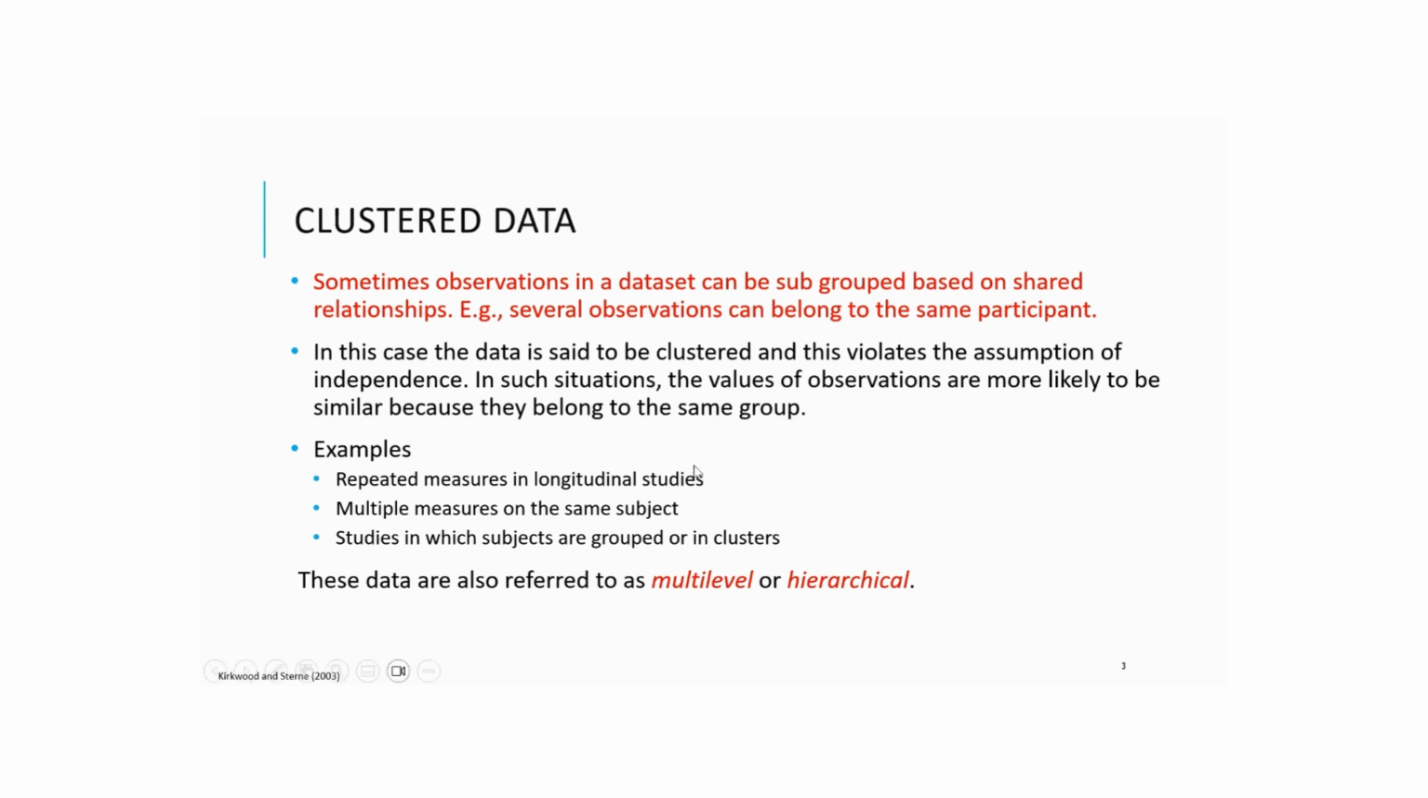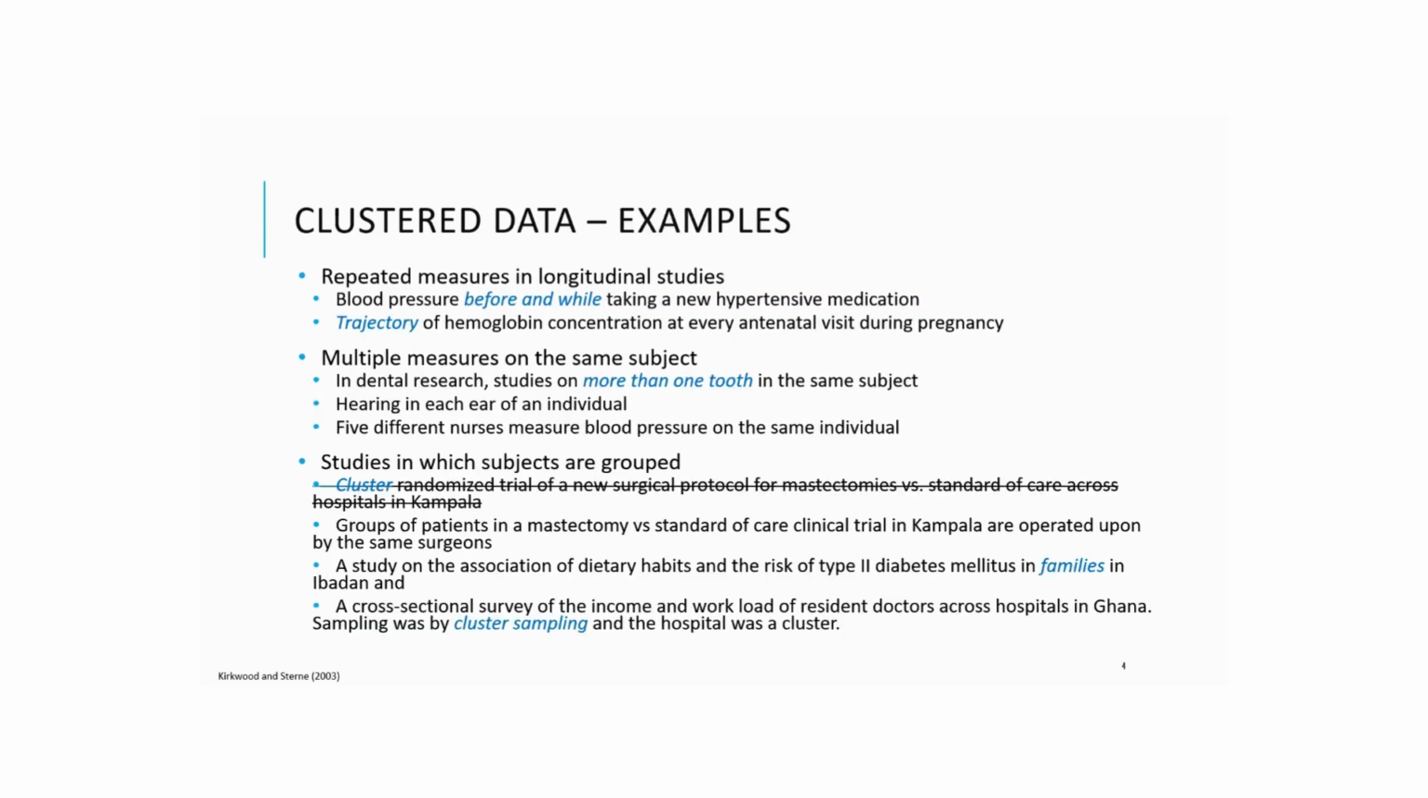Okay, so let's look at a couple more examples. We talked about in longitudinal studies, you have repeated measures. Other times you take a measure again and again, maybe 2 or 3 times on the same subject. And then there are other times where people just in your data set are automatically in clusters. And we're going to see examples in the next slide.